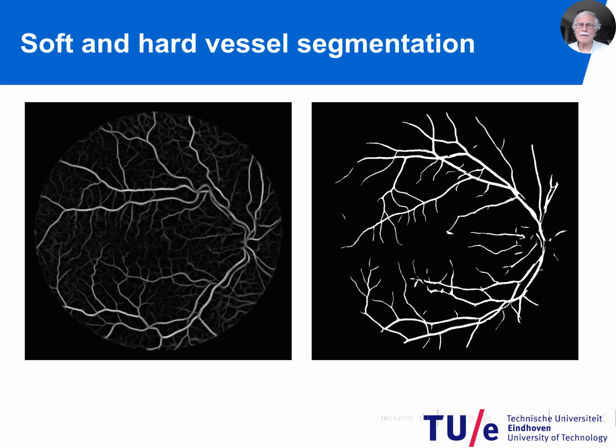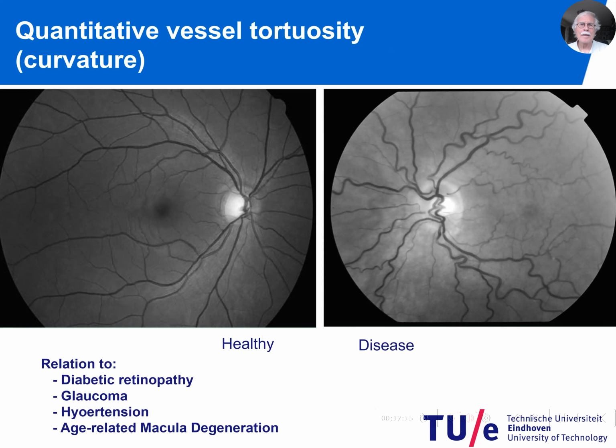Well, vessel segmentation, you need to find the vessels. We have soft segmentation to the right and hard segmentation to the right. And if you look at tortuosity to the right, you see very tortuous vessels, vessels with high curvature. This is easy to see with the naked eye. Well, tortuosity is a scale from minus to plus. Zero tortuosity means it's a straight line, and minus means it's convex, and plus means it's concave.